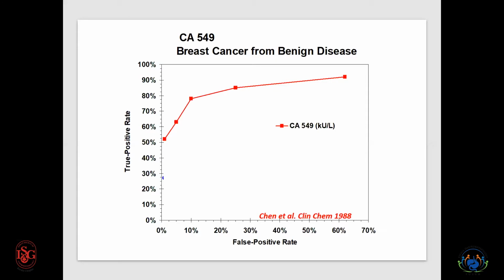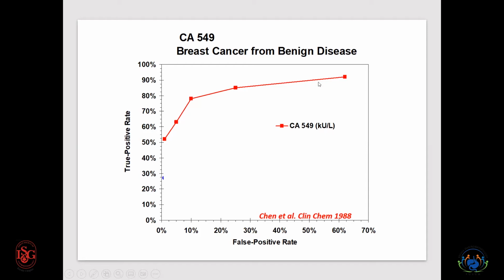And this curve is important. For example, this is the CA549 in the diagnosis of breast cancer. See, here 80% is the true positivity, and only about 10 or 12% is false positivity. This will be an ideal cutoff for CA549.